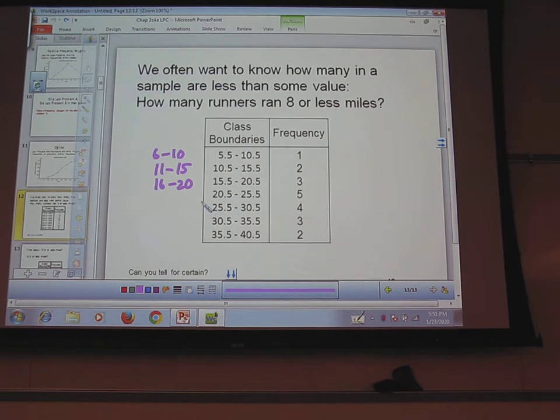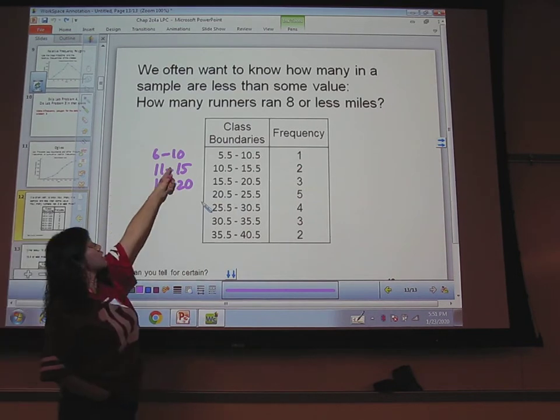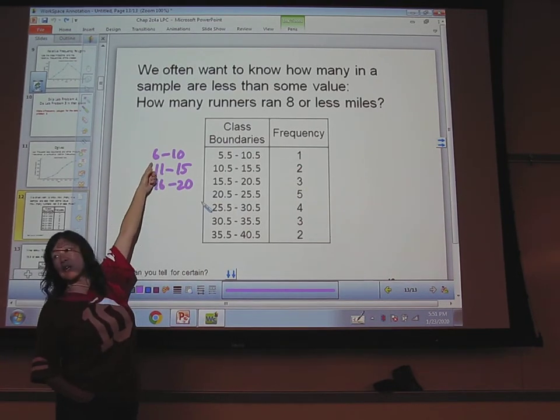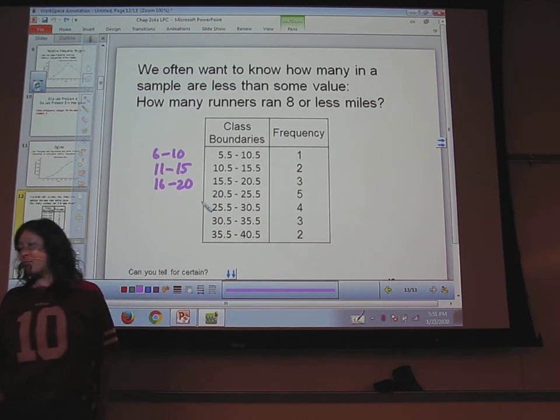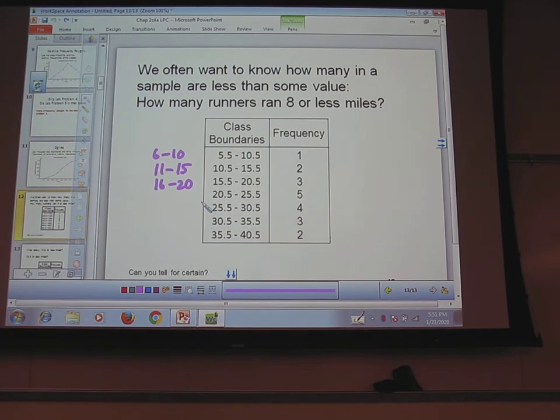So my question is, how many ran 8 or less? There's one guy that ran between 6 and 10, but I don't know whether he might have run 6, or he might have run 10, or any number in between those two. So maybe he ran 8 miles, maybe he didn't, I don't know. What can I say for sure? One runner ran, well, between 6 and 10, or not at least, blank or less. Can I say blank or less? One runner ran blank or less. What would be the blank? 10 or less. Does everyone understand that?